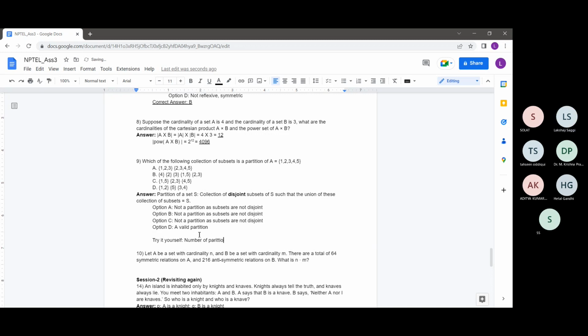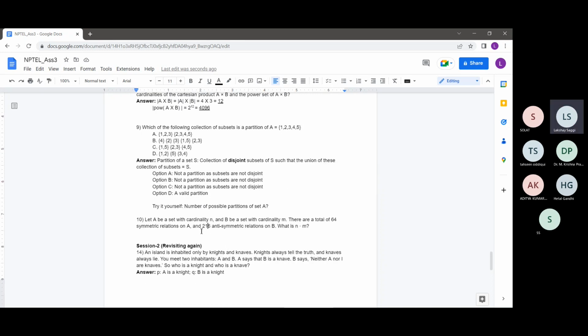Find the number of possible partitions of set A. I'll not give a hint or anything. Maybe you can read about this online, like how to find the number of possible partitions of a set. Here the set is of small size, but suppose a set of size n, how many partitions are there in general? So yeah, you can read it up. It would be a fun exercise that will revise your combinatorics as well and give you a better idea about sets and relations also.